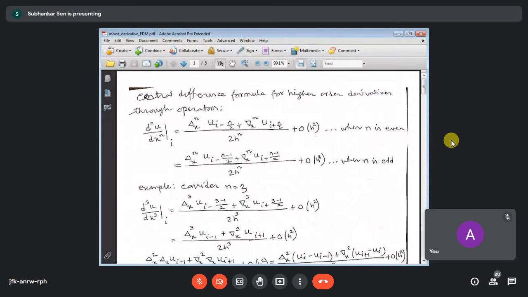So when we go for the central difference approximation by using the operators, this n is important, whether n is an even number or whether n is an odd number. Based on that, we have two different formulas. Okay, and you have to remember that the order of accuracy is different from the forward or backward difference formulas. So in this case, the order of accuracy is 2. Okay, so if n is an even number, if n is 2, 4, 6, 8 like that, then this is the formula for getting the central difference approximation.